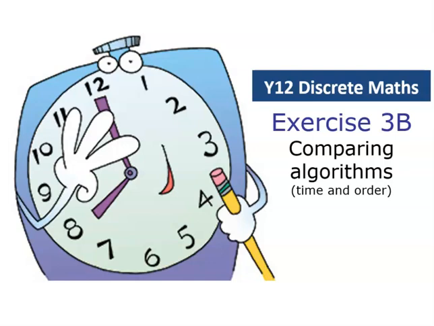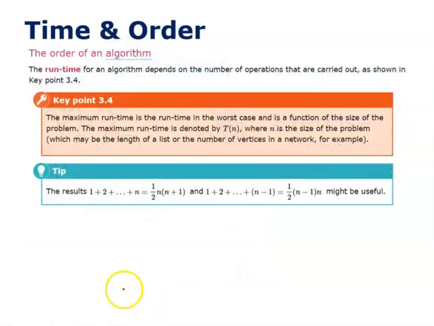So it might be we've got two different ways to sort a bunch of numbers, and we're trying to decide which of the two ways is the quickest, the most efficient, as some people say. So we'll just have a look at this.